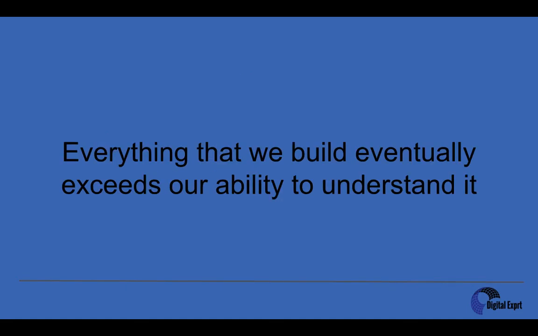Everything that we build will eventually exceed our ability to understand it. So this complexity is the essential characteristic of any sufficiently large software system. At first, when we are at the early stages of building a system, we can keep everything in our heads or on a diagram, but eventually it gets to a point where it just exceeds our ability to understand it.